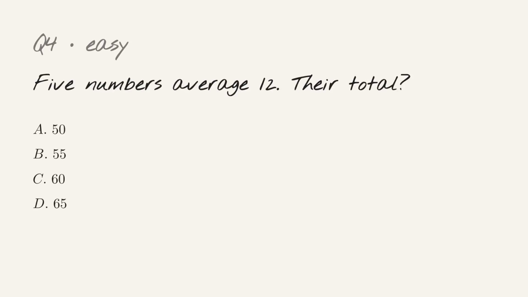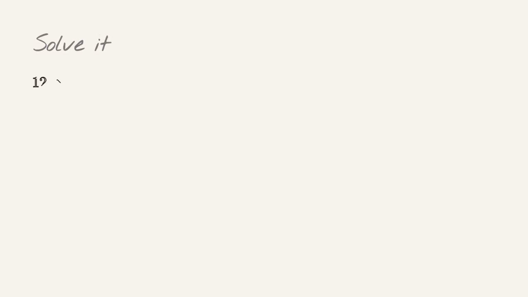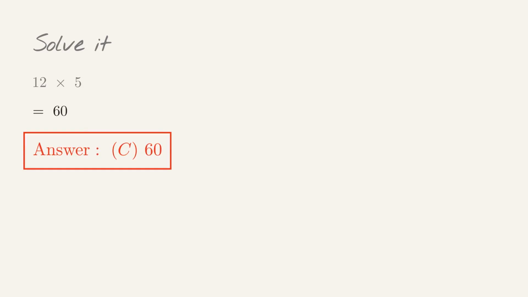Average times count. Pause. Give it a real attempt, then I'll walk through it. Total is average times count. 12 times 5 is 60. This conversion from average to total is the move you'll use most.